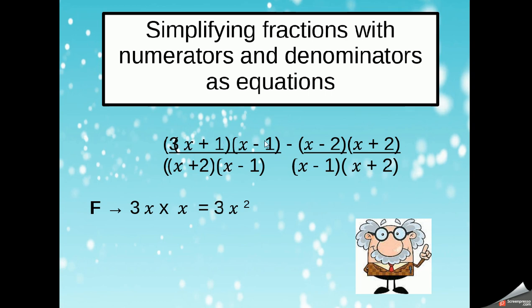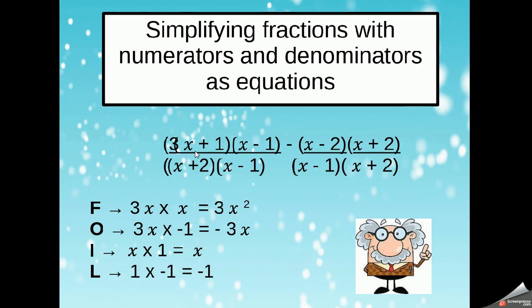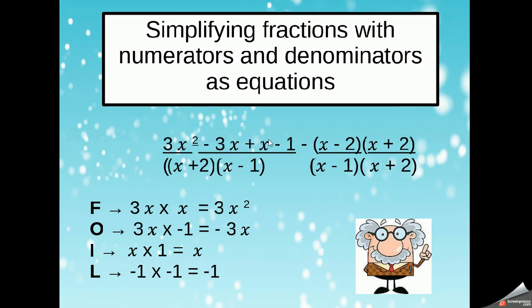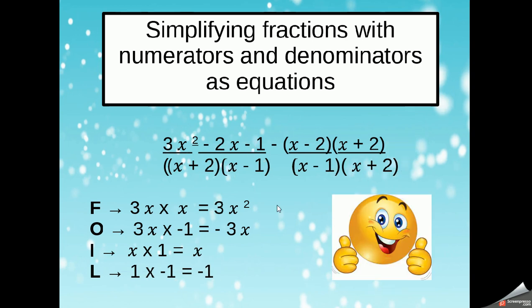So let's start with the top left. Now we've got a little equation we have to multiply. We're going to use FOIL. So first is 3x times x, which gives us 3x squared. Outside is 3x times minus 1, which is minus 3x. Inside is 1 times x, which is x. Last is 1 times minus 1, which gives us minus 1. Put them all together on top, and then we can simplify because minus 3x plus x is minus 2x. If that was too quick for you, go back and have a look at the FOIL video, because I don't explain that in detail again when you can watch that video.